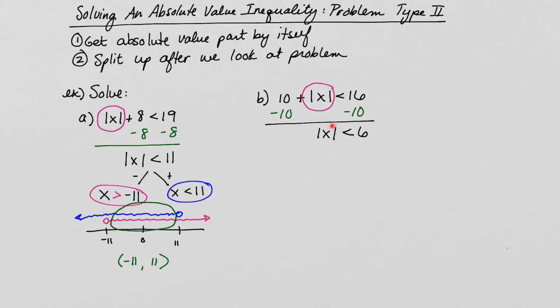So again, I have the absolute value all by itself. So what I'm going to do now is split this into two problems, the negative case and the positive case. Again, remember in the negative case, you have to flip the sign. So it's going to become x is greater than negative 6. And in the positive case, it's just going to be x is less than 6.